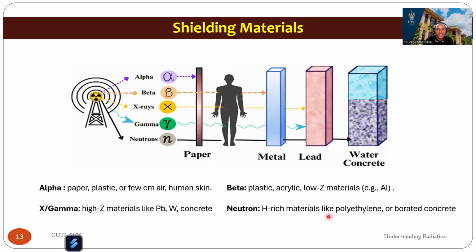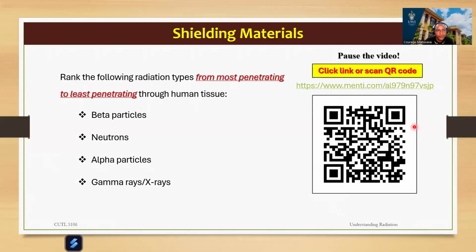To shield neutrons, you need hydrogen-enriched materials like polyethylene or borated concrete. The reason why we need hydrogen is just to increase the cross-section for the absorption of neutrons through elastic scattering and absorption.